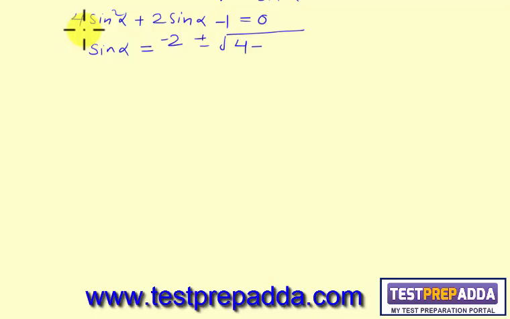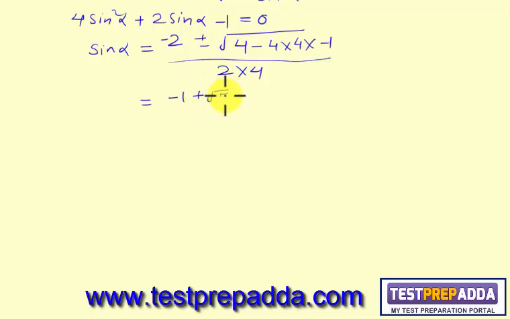Minus b plus minus root b square minus 4ac, and a is 4, c is minus 1, upon 2a. 2a means this, 2 into 4. So, what value do we get here? One is minus 1 plus root 5 by 4, and the second is minus 1 minus root 5 by 4.